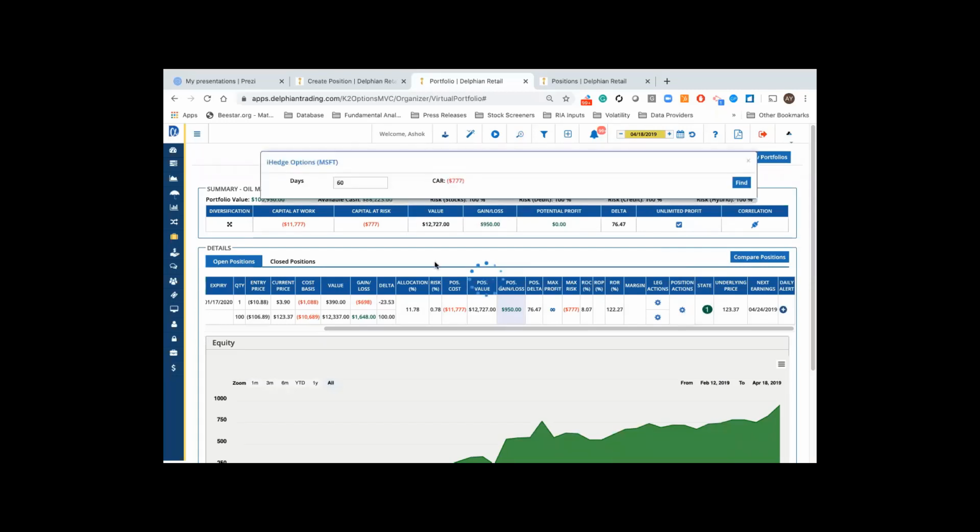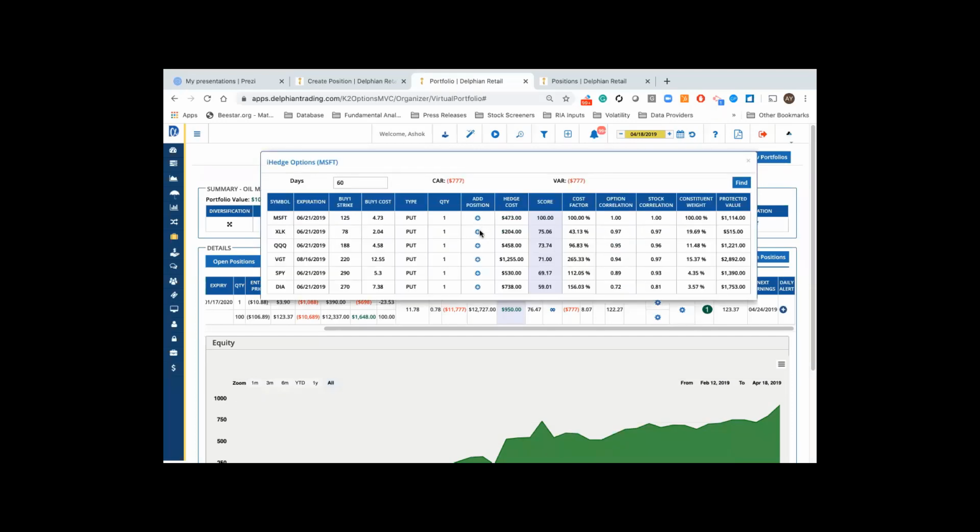So here, all I need to do is buy XLK, this one, whichever has the highest hedge score other than the 100, because Microsoft itself, of course, is double the cost. This one is half the cost. For $200, you get enough protection. This one is costly, that's why the score is low. Whichever is costly, the score will be lower. There are multiple factors that went into this hedging model. All I need to do is add this position.